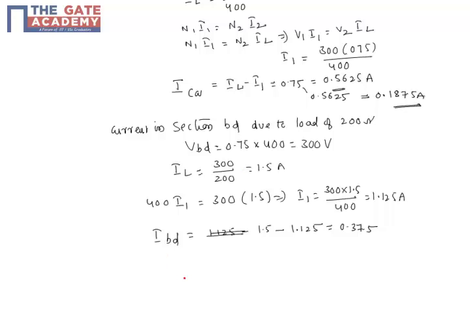So now the current in the section BC is equal to the sum of these two currents, that is the current through section CA and the current through section BD. So this is equal to 0.375 plus 0.1875. So this is equal to 0.5625 amperes.